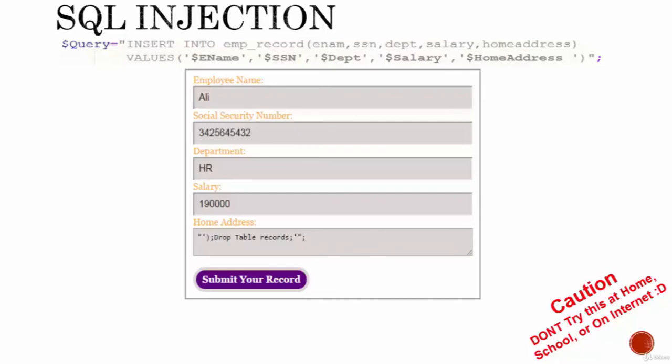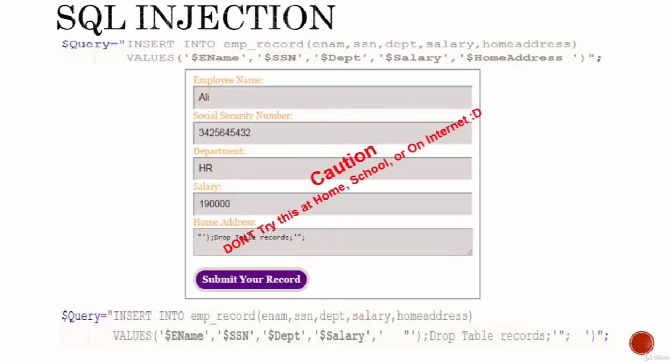So this string is going to change the structure of your database. It's going to delete the table with the name of records in your database if you don't prevent SQL injection. So instead of getting the right data from the user, we will be infected by the user, which we don't want, right? So when you ask something of the user, they mess up your query like this. So your SQL query will become: add data in my employee record table in the following columns with the values of variable ename, variable SSN, variable DPT, variable salary, and for the home address it's going to put this bad string of drop table records.